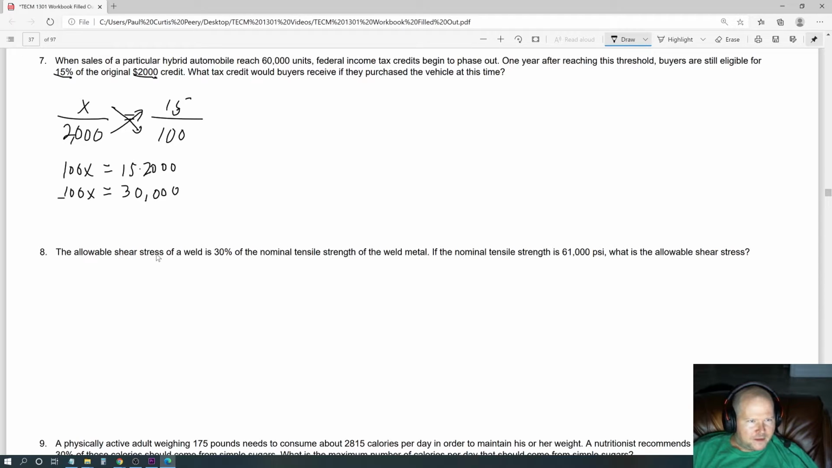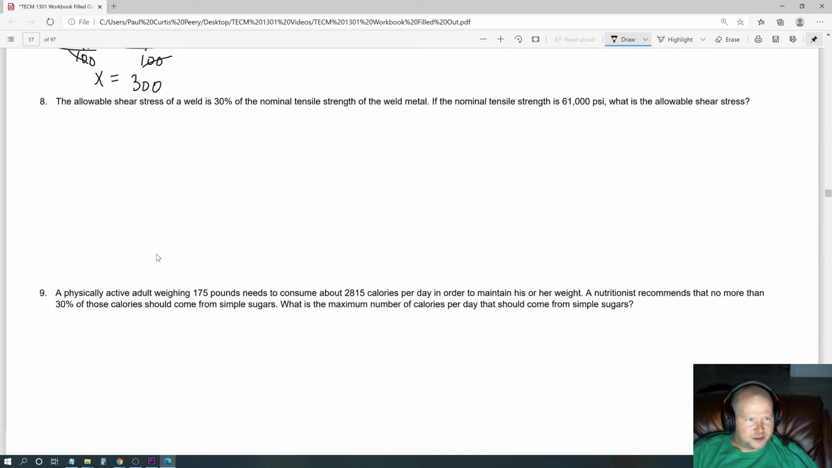30,000. Then we undo the multiplication of x by 100 by dividing by 100, and whatever we do to one side, we do to the other. That would give me x is equal to 300. Okay, and that's it. So we end up with a $300 tax credit, 15% of the original 2,000.